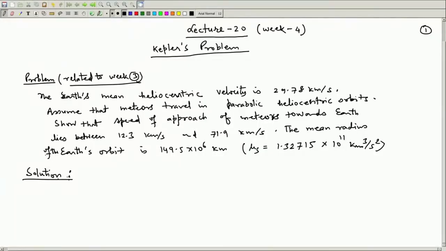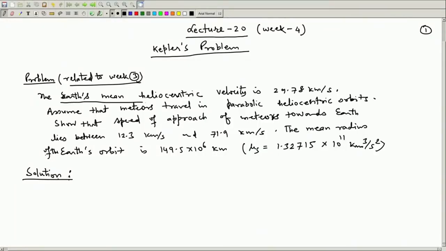Okay, welcome to lecture 20. So, we have been discussing the Kepler's problem. We finished the parabolic orbit and then we have started with the elliptic orbit. We will continue with that, but before that we will take one small problem which is related to week 3, whatever discussion we have been doing. So, let us look into this problem.